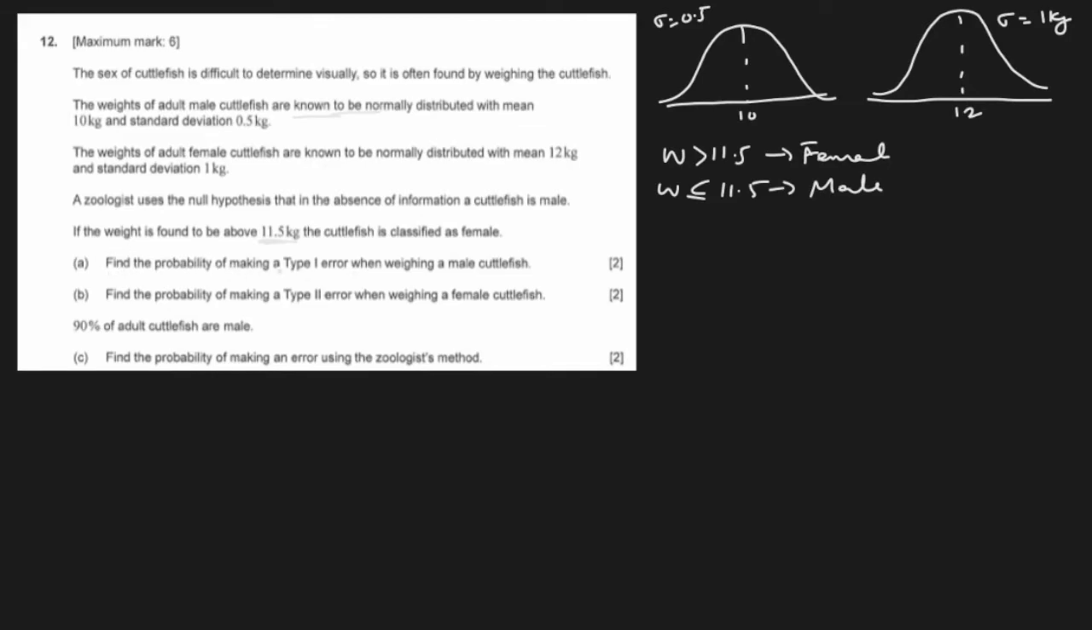Find the probability of making a type 1 error. So first of all, we should know what a type 1 error is. Type 1 error is when the null hypothesis is true, but we reject the null hypothesis.